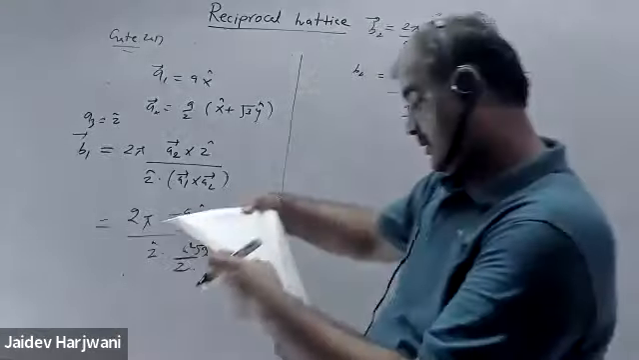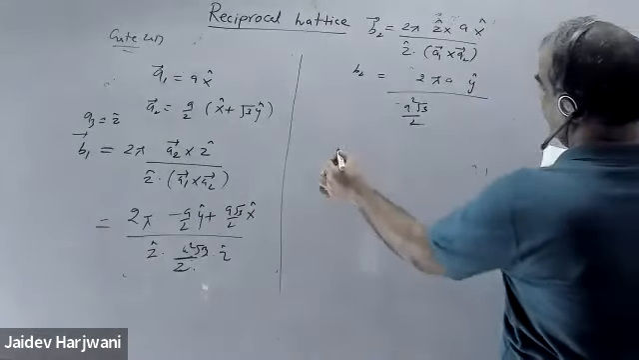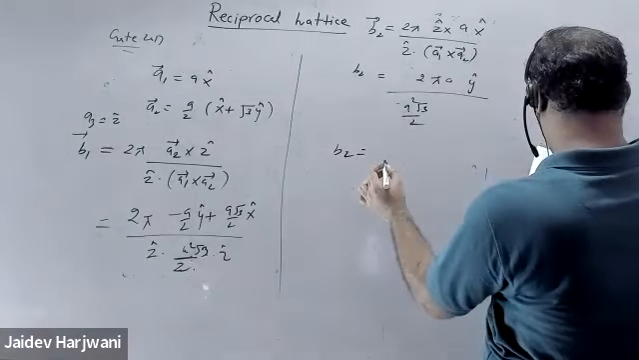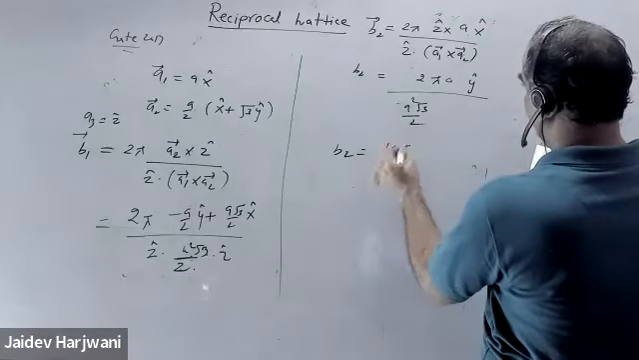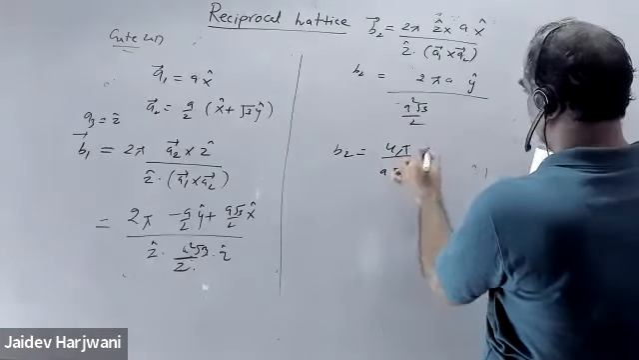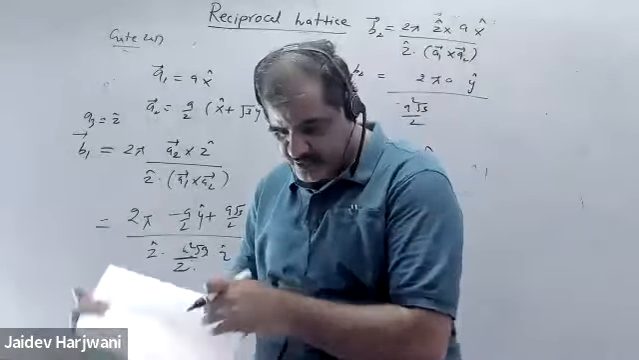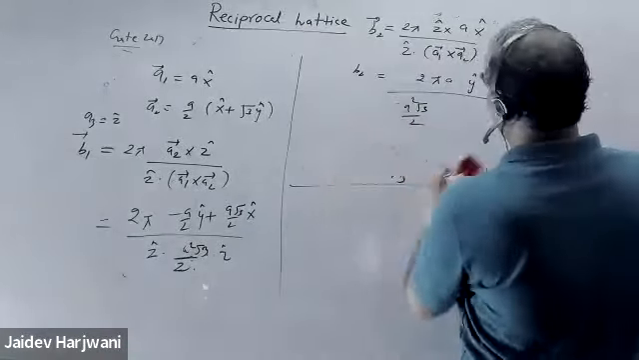Okay, Sir, 4 pi upon root 3a. Yes, so b2 will be your 4 pi, okay, 4 pi a root 3 y cap. So simple questions only come like this. Let me write one more question from the GATE exam.